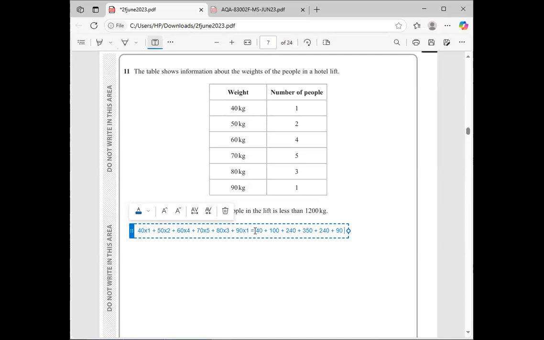Okay. So now I know this is a calculator paper. The calculators are permitted, right? So you can go ahead and add this up. What would you get? 1,060. 1,060, right? Yes.